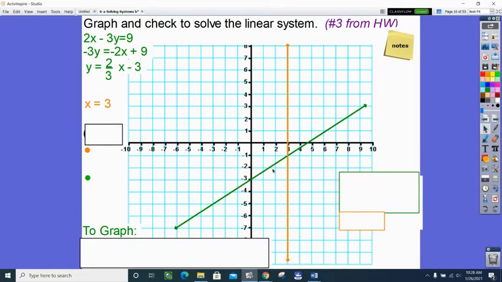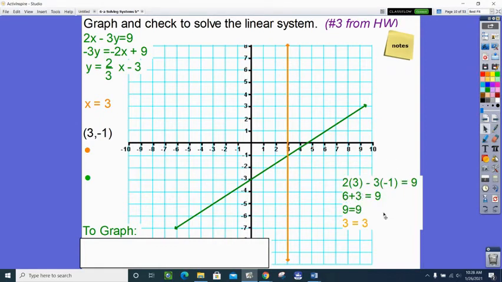So if I take a look at my line, see, here's the -3, and I go up 2 and to the right 3, and I'm already hitting that vertical line. So my estimate is 3, -1. Now, the check for this line is easy. Of course, it's just 3 equals 3. And the other line, I'm going to remember to put it back in the original, not what you affected, just in case you goofed it up. And I check it, and it works.